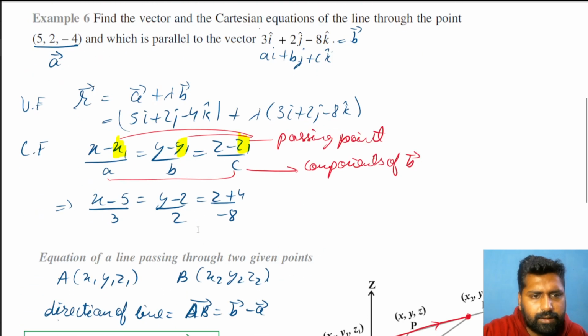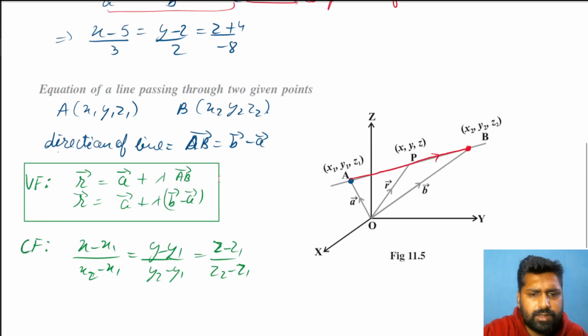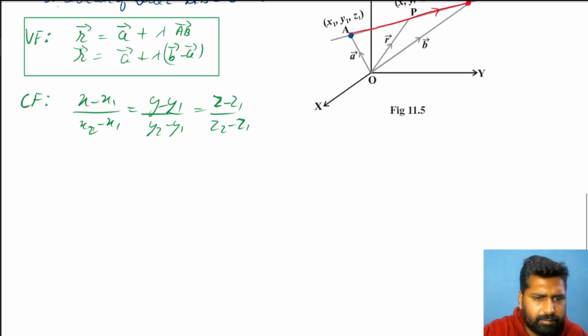Suppose you have already written the equation of a line passing through 2 points. This is the equation. So if I ask you to convert into a Cartesian form, what do you do? Right now consider this as your passing point and this as your components of the B vector, which is in the denominator. I'll show you with the help of an example why that is useful.